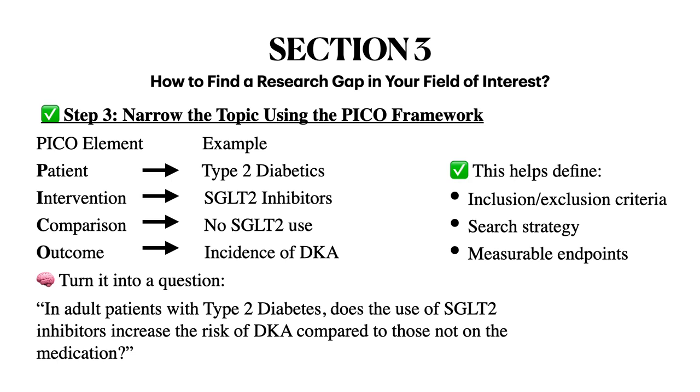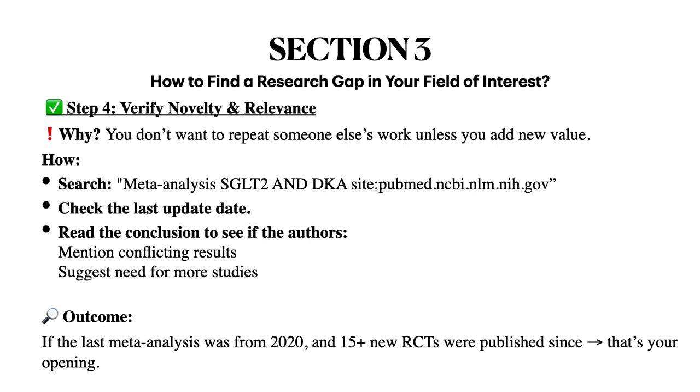The fourth step is you have to verify novelty and relevance. You don't want to repeat someone else's work unless you add new value, right? If you write a research paper on a topic or with content similar to someone who has already published a paper, that will lose value. So you have to add new value to the same topic, and that is the mantra for writing a research paper.